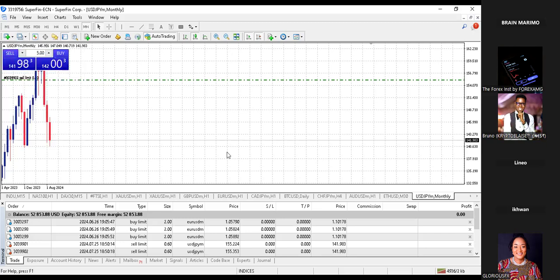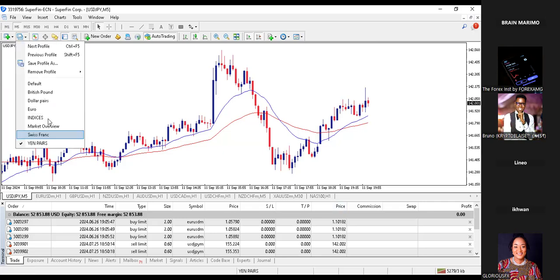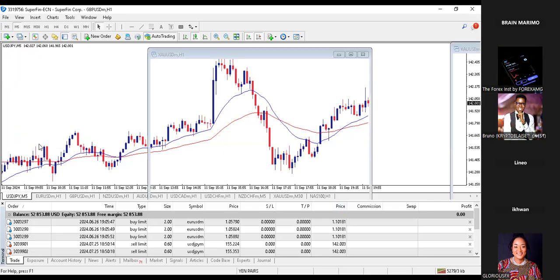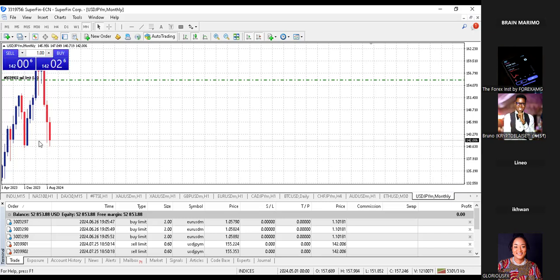For example, if I click on my yen pairs, hopefully it's not scrambled, all my yen pairs will pop up, right? So I've got things in different compartments. If I'm trading the yen, I know where to find my yen pairs. If it's the pound, I know where to find my pound pairs. Yeah, this one is scrambled. Let's see indices. I think they're all messed up. They're all just doing their own thing.